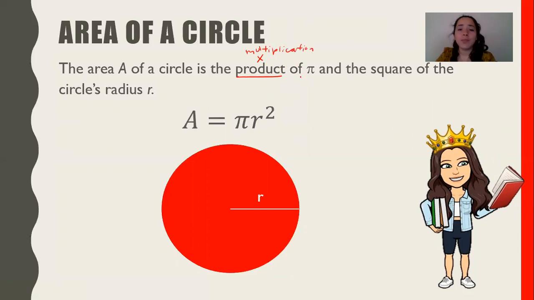Multiplication of pi and the square of the circle's radius r. So if you are taking notes, this is something key to write. I really need you to write this part where the area of a circle is equal to pi r squared, but we would write it as A is equal to pi r squared. That is how you find the area of a circle.